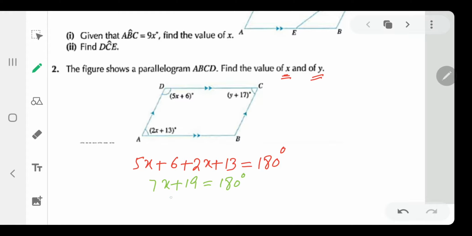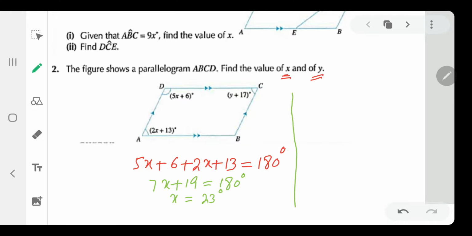So we can write x is equal to, after division, x becomes 23 degrees. So the value of x is 23 degrees. Now we will use a similar concept to find out the value of y.